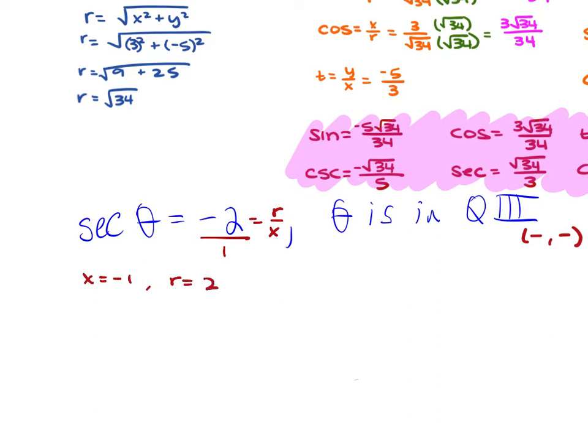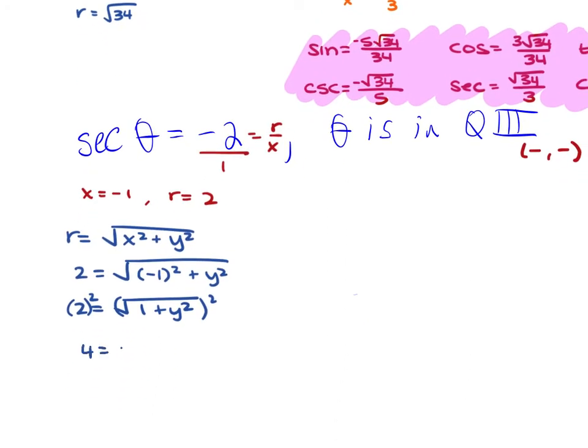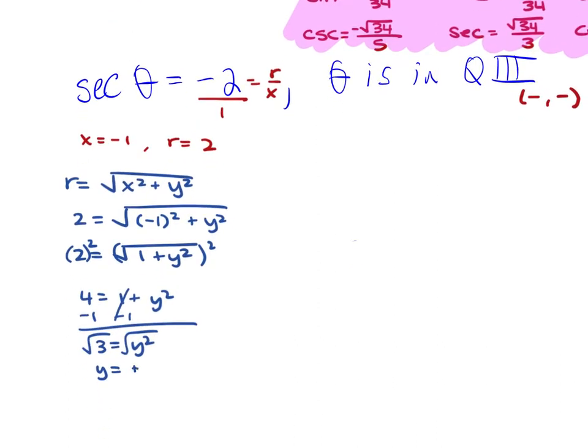R is the 2. We've got to find y. We know r is equal to the square root of x squared plus y squared. So r, which is 2, is equal to the square root of negative 1 squared plus y squared. We're finding y. So 2 is equal to the square root of 1 plus y squared. We square both sides. This gives us 4 is equal to 1 plus y squared. Move the 1 over. We get 3 is equal to y squared. Take the square root of both sides. We get that y is equal to plus or minus square root of 3.